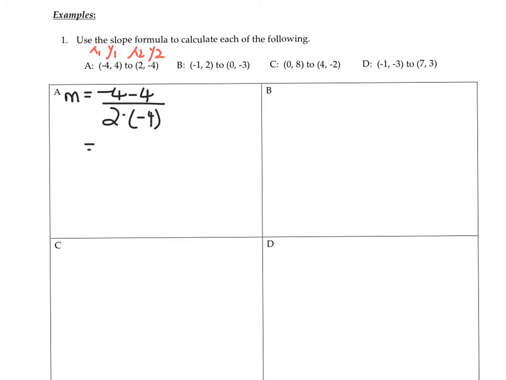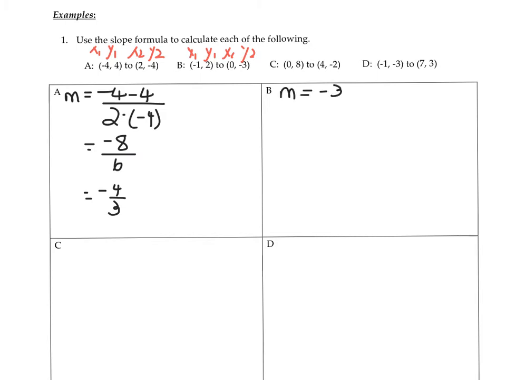And now I'm going to simplify. Negative 4 minus 4 is negative 8. 2 minus negative 4 becomes 2 plus 4, which is 6. And now I'm just going to simplify my fraction. I can divide both by 2, and I end up with negative 4 over 3. And that would be the slope of my first set of points. Okay, and now let's go to B. Again, I like to label x1, y1, x2, y2. And now I can go to my formula.